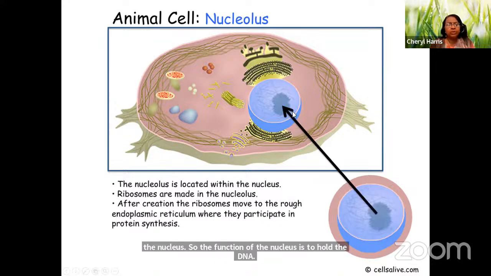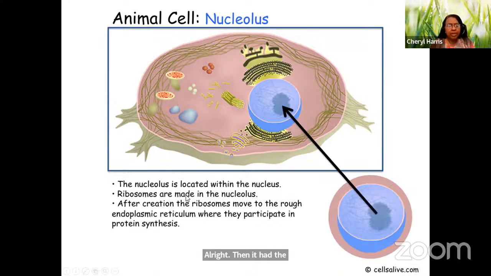All right, then it had the nucleolus. It makes the ribosomes. So it's got a special job to make this one structure. And that one structure is important because that's where all the proteins are made. So its job is to carry the DNA for making that structure.